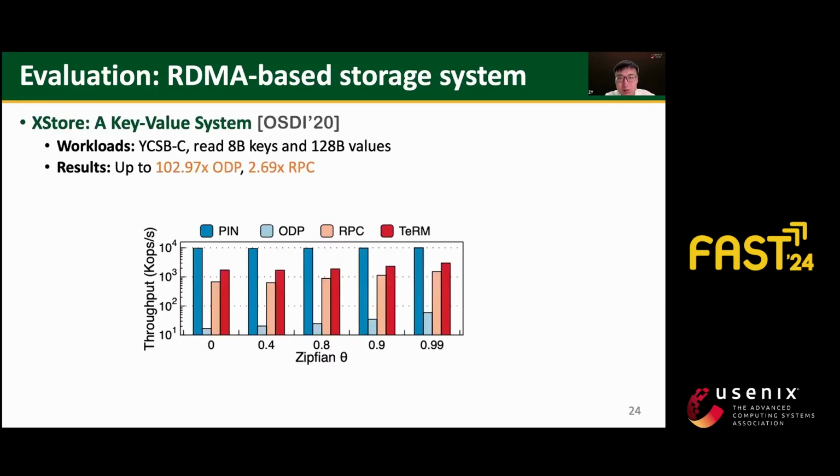The second storage system is XStore, a key value system. It uses RDMA read to get the data of a key. The results show that TeRM outperforms ODP by up to over 100 times and RPC by more than 2 times. The results demonstrate that existing RDMA-based storage systems can benefit from TeRM.